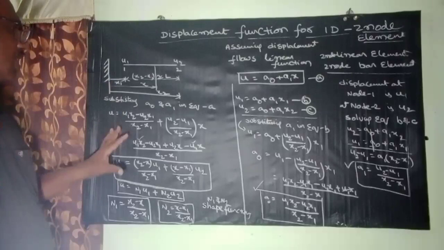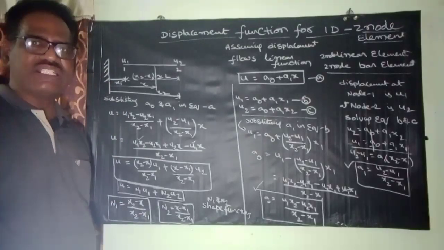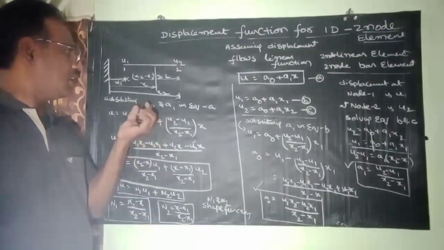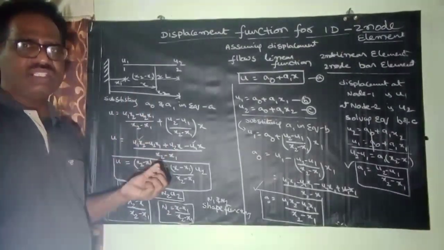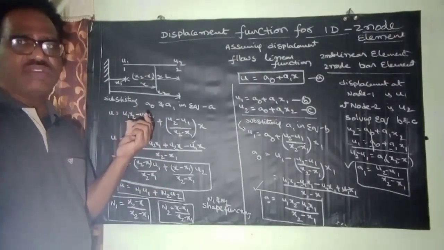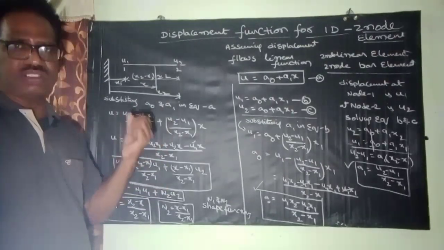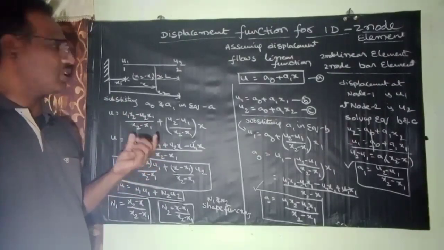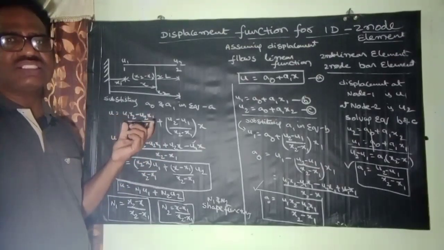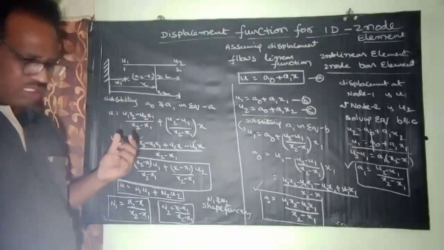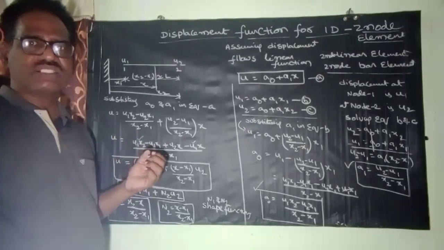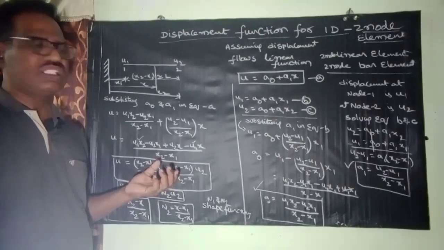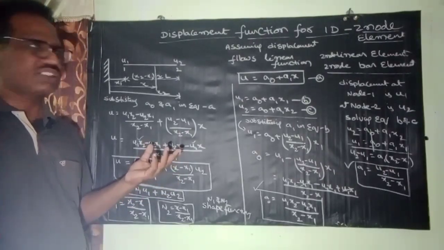Suppose you define this in the natural coordinate system. What is a natural coordinate system? It is a coordinate system in which the origin lies within the body itself, and the value ranges from -1 to +1. This type of coordinate system is known as the natural coordinate system. If you need further clarification, please see my previous videos.